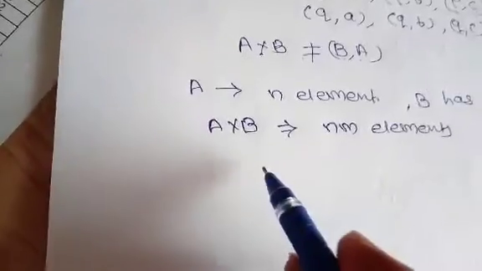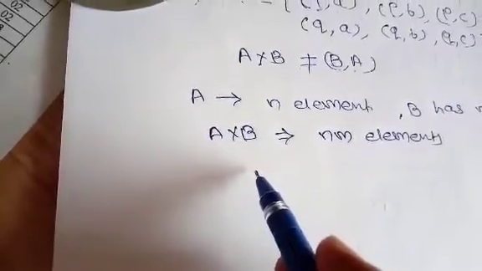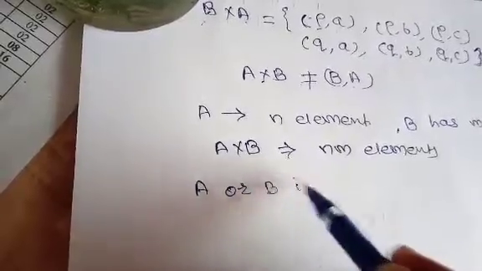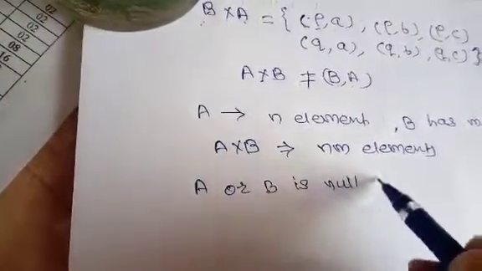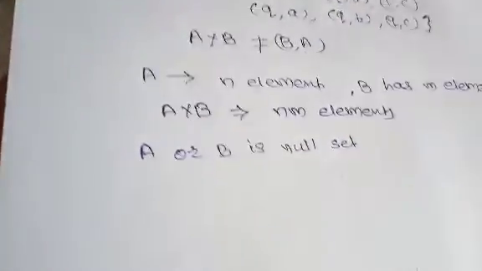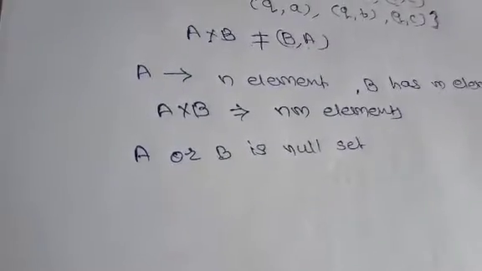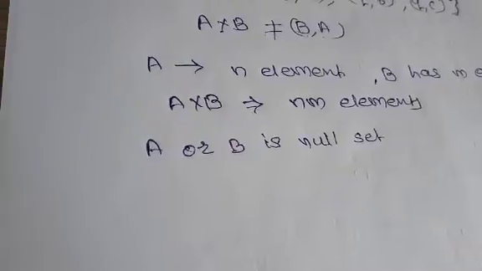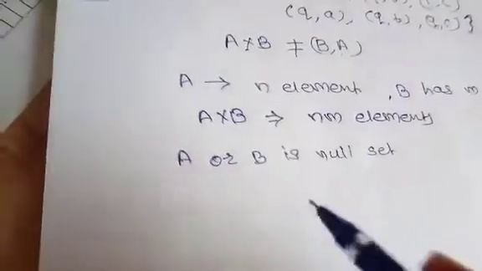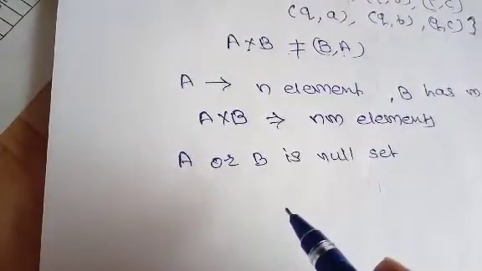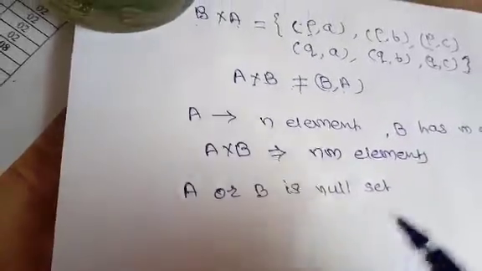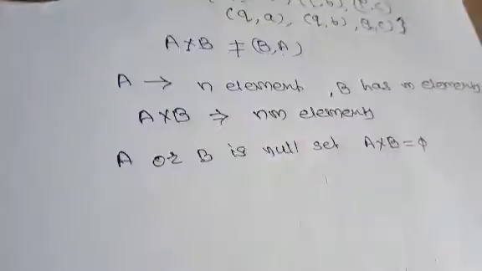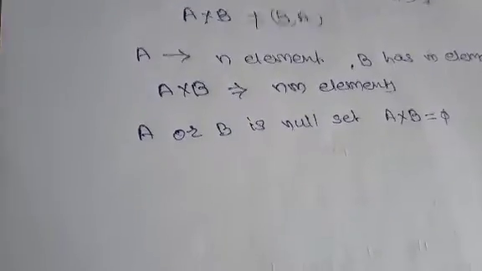Now if either A or B is a null set. Null means empty set. Suppose A or B, one of them, is a null set. Then A cross B is equal to the null set.